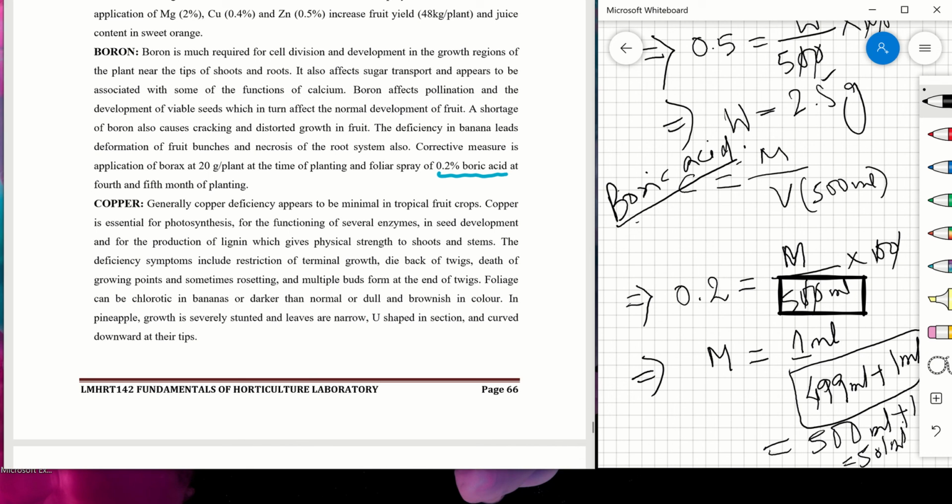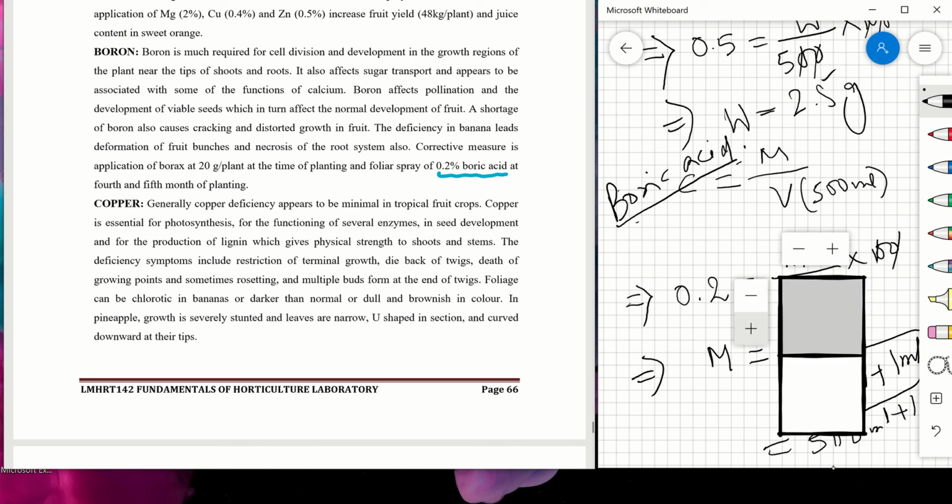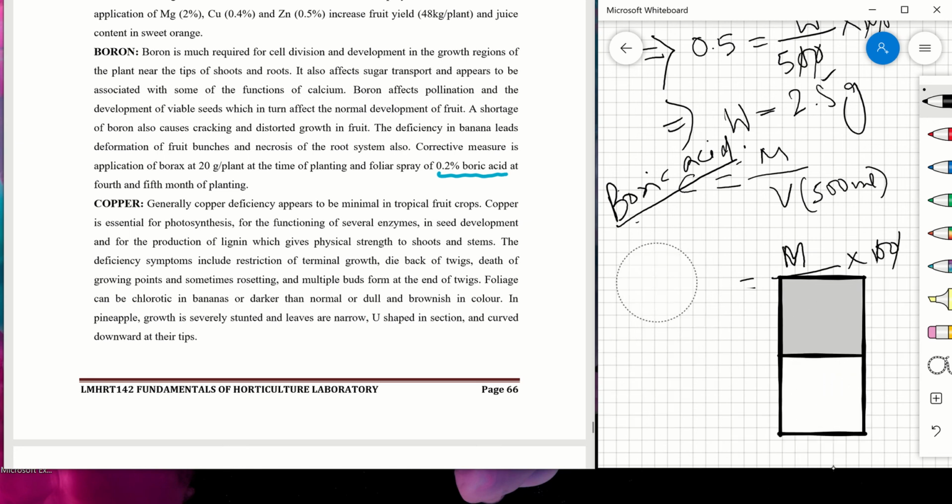Okay, so in case of liquid, where the solvent you are using is a liquid, at that time you have to find out how much quantity is required. Then in the total volume you should add one. For example, if you want 500 ml, then you want to take 499 plus 1 ml.